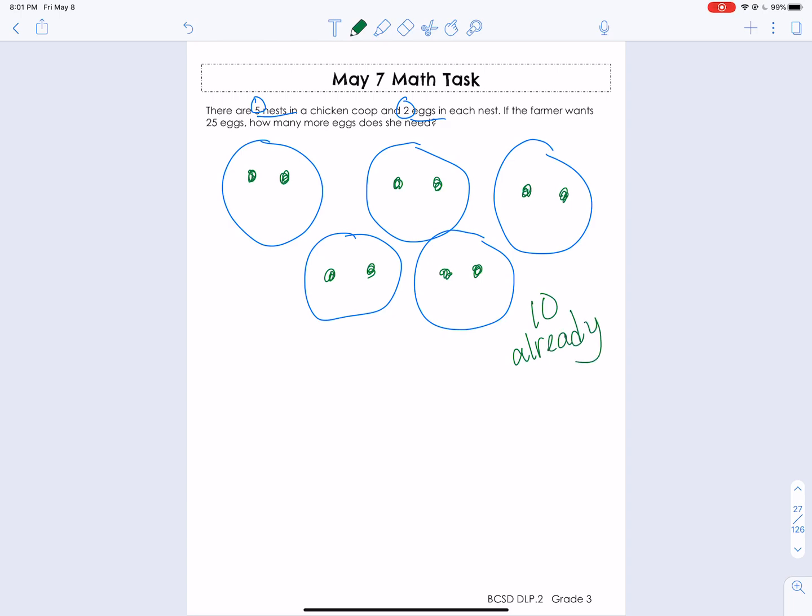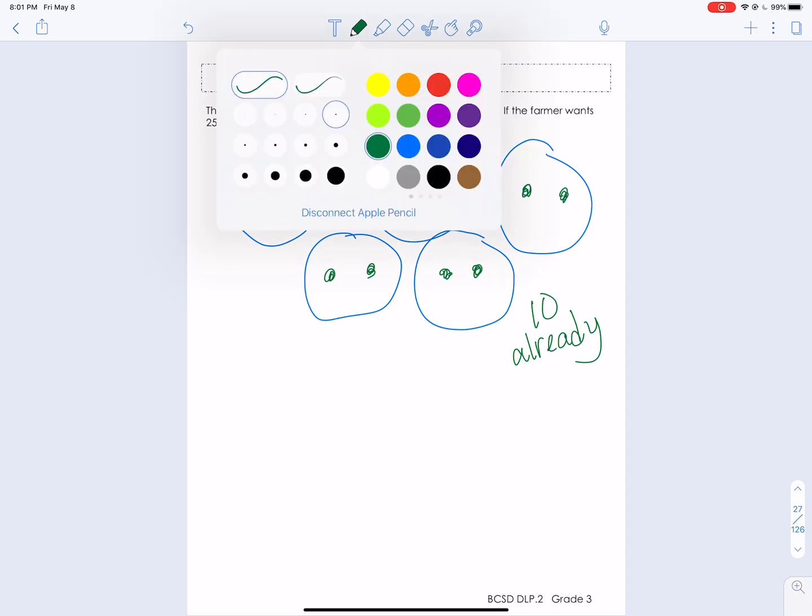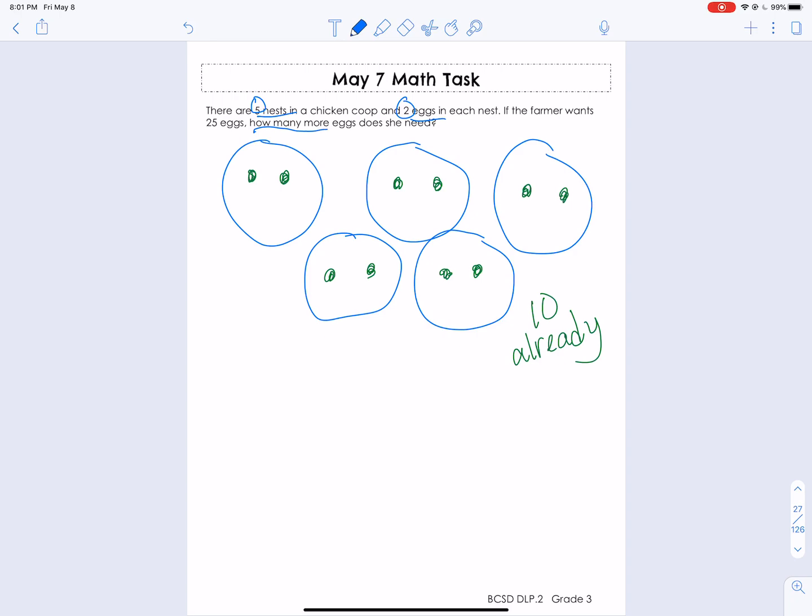But it says if the farmer wants 25 eggs, how many more eggs does she need? In general, the statement "how many more" should make you think subtraction. That's the type of math that we're doing here. So if she's got 10 already and she wants 25 total, I need to do 25 minus the 10 that she already has to find my answer. So that means she needs 15 more eggs if she wants 25 total.